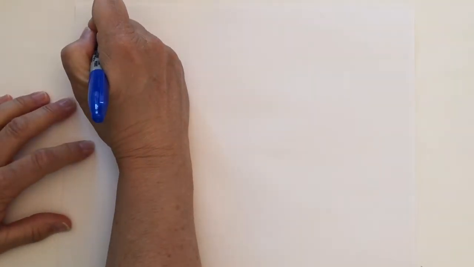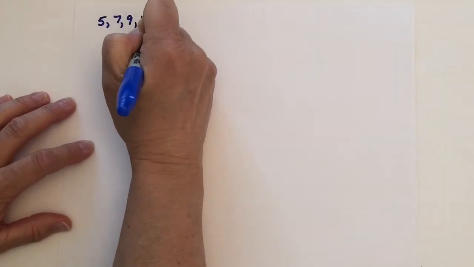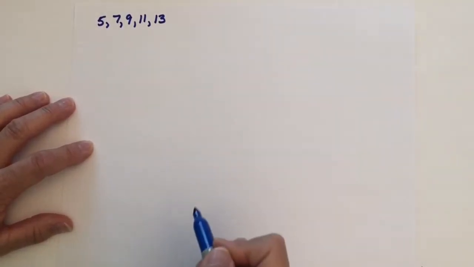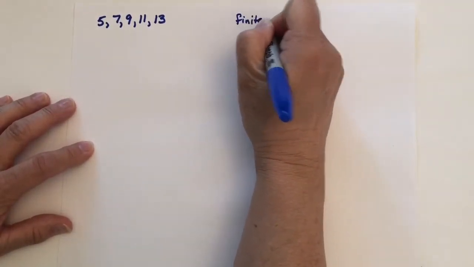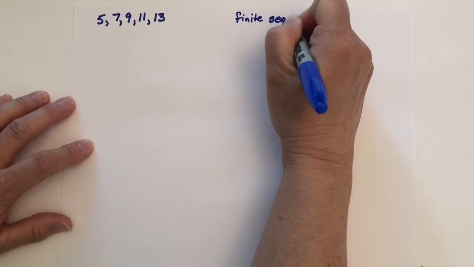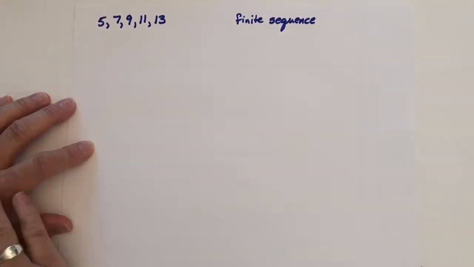to talk about sequences. A sequence is simply a list of numbers in a specific order. So for example, 5, 7, 9, 11, 13 is a sequence, and it happens to be a finite sequence because we only have 5 numbers in that particular sequence.